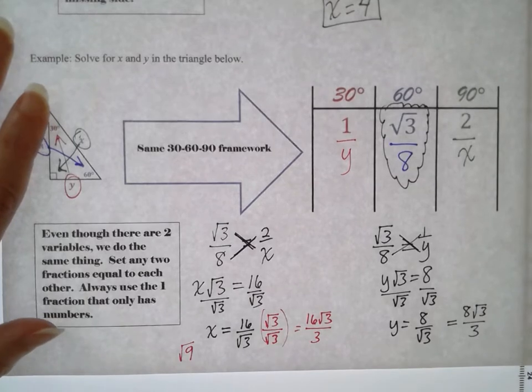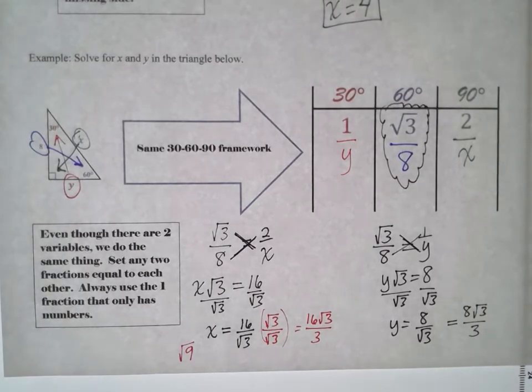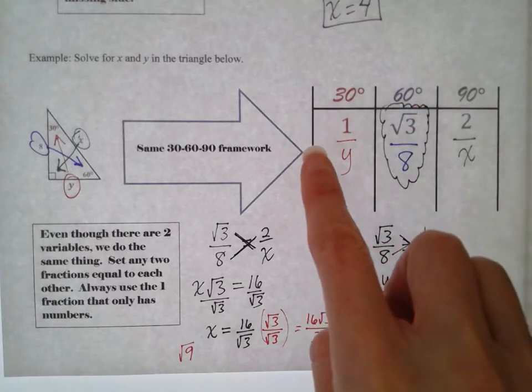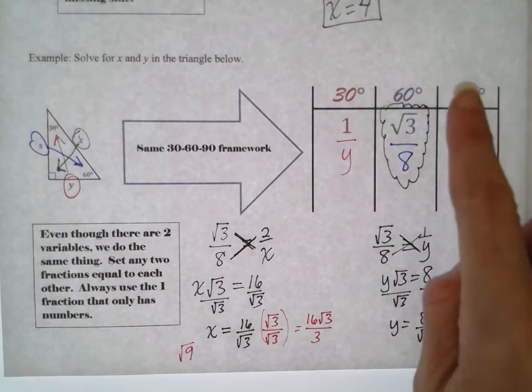Some of you might recognize a pattern going on there. So that is our 30, 60, 90 triangle. And again, we must memorize this information right here. And that's how we start every single problem with a 30, 60, 90.